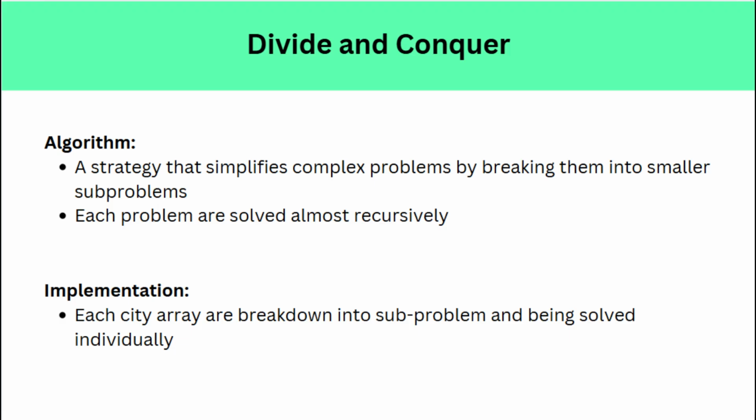My name is Alachimara. My algorithm is divide and conquer. The first point is a strategy that simplifies a complex problem by breaking the big problem down into smaller sub-problems. The second point is we do this by calling the function again on the smaller parts. For the implementation in the code, each city array is broken down into smaller sub-problems. We solve the distance for each city part individually.